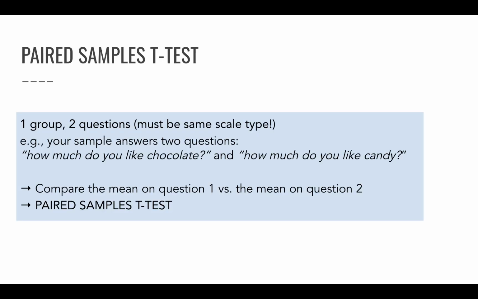With a paired samples t-test, you have 1 group and 2 questions. Of course, they must be having the same measurement scale. So for example, let's say you have 2 questions, how much do you like chocolate and how much do you like candy? If you compare the average on question 1 versus the average on question 2, you would be doing a paired samples t-test.